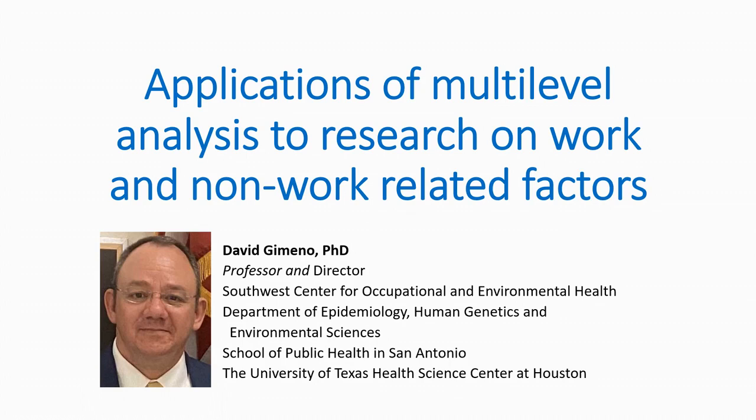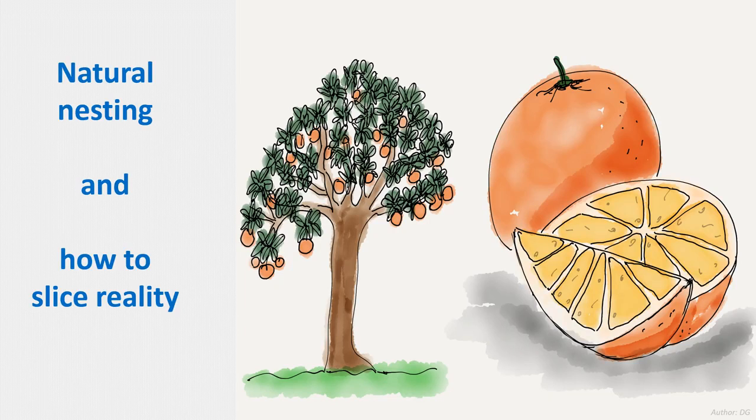Today I give you an overview and some examples of how multi-level is applied to work and non-work related research. What happens in one domain affects another domain. Observations are not independent. Ignoring nesting often yields partial, if not misleading results. There are many different kinds of group nesting, natural like families or artificial like workplaces.